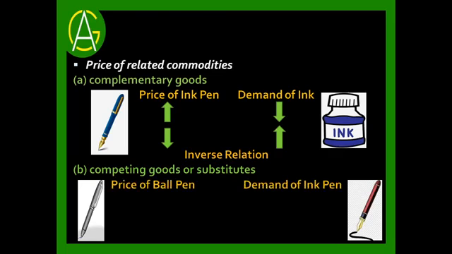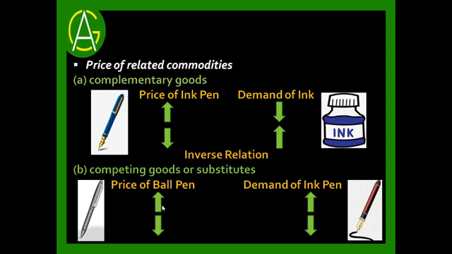So when price of ball pen increases, the demand of ink pen will increase. Why is this? Because when the price of ball pen has increased, it means that the ball pen has become costlier. When ball pen has become costlier, less number of people will purchase ball pen and people will shift to the ink pen. When people shift to the ink pen, the demand of ink pen will increase. And when price of ball pen has decreased, the demand of ink pen will decrease, because when price of ball pen has decreased, it has become cheaper. So more number of people will purchase ball pen rather than this ink pen. So the demand of ink pen will decrease.